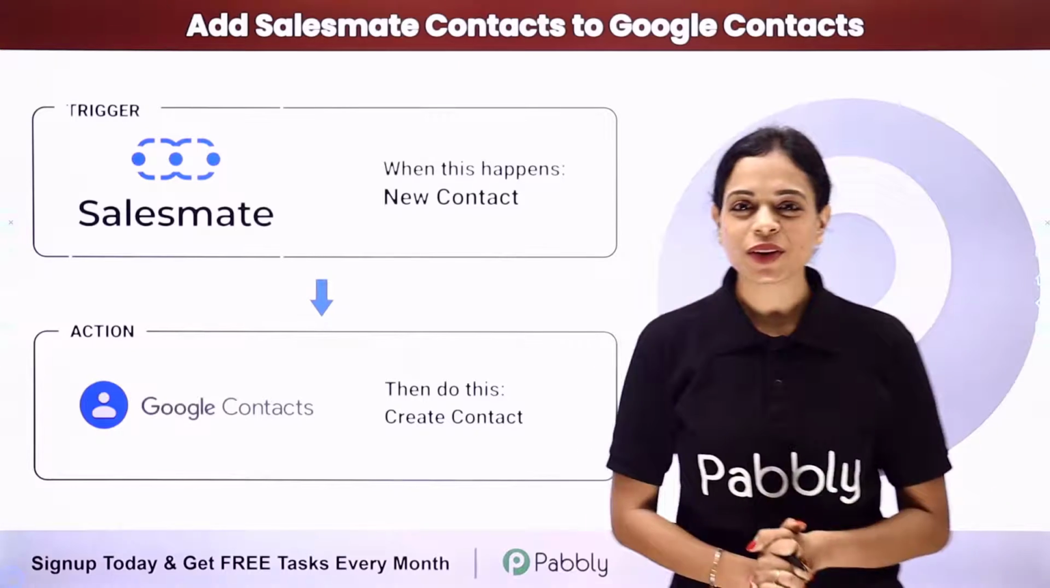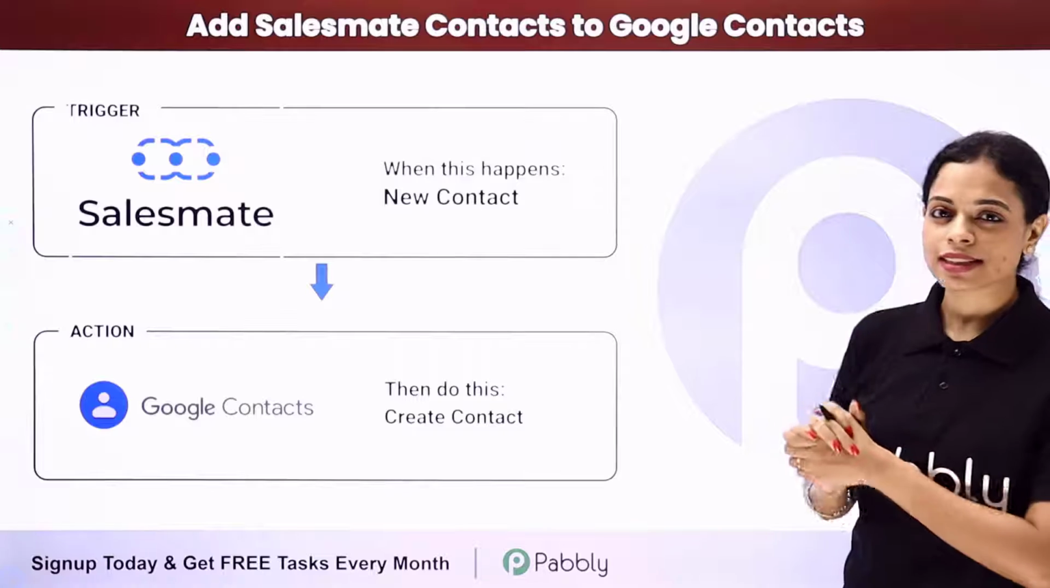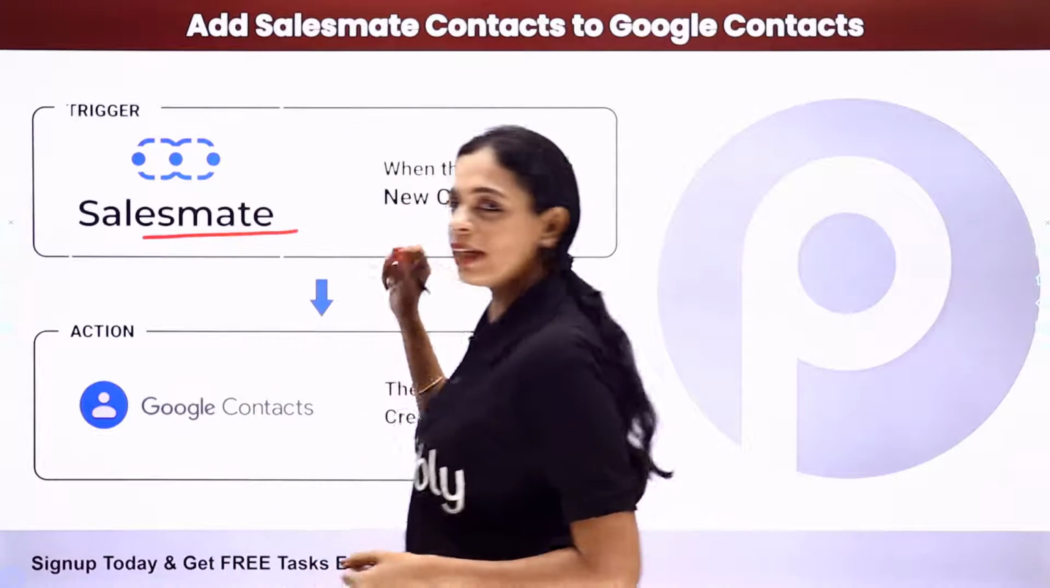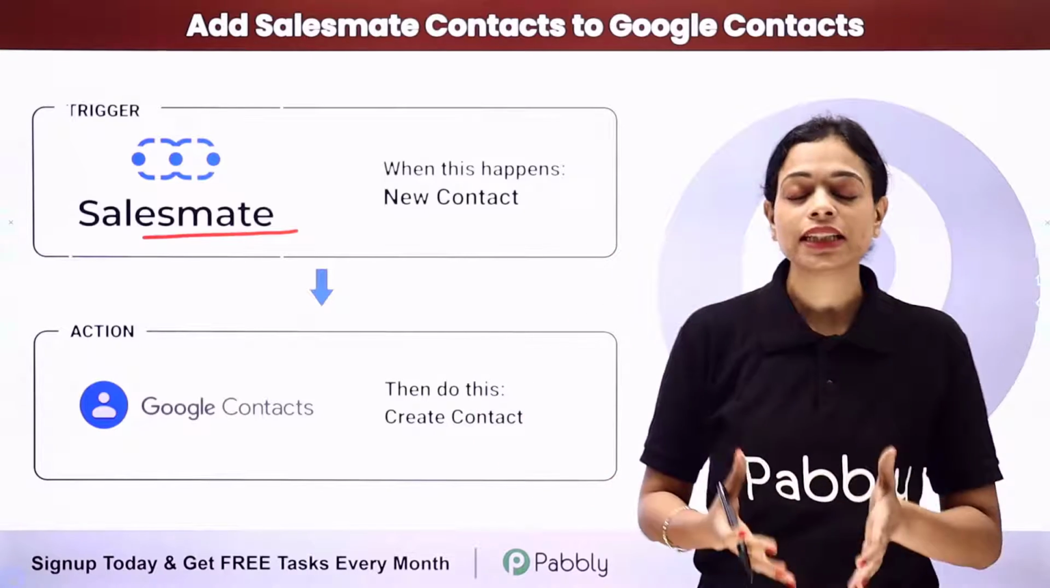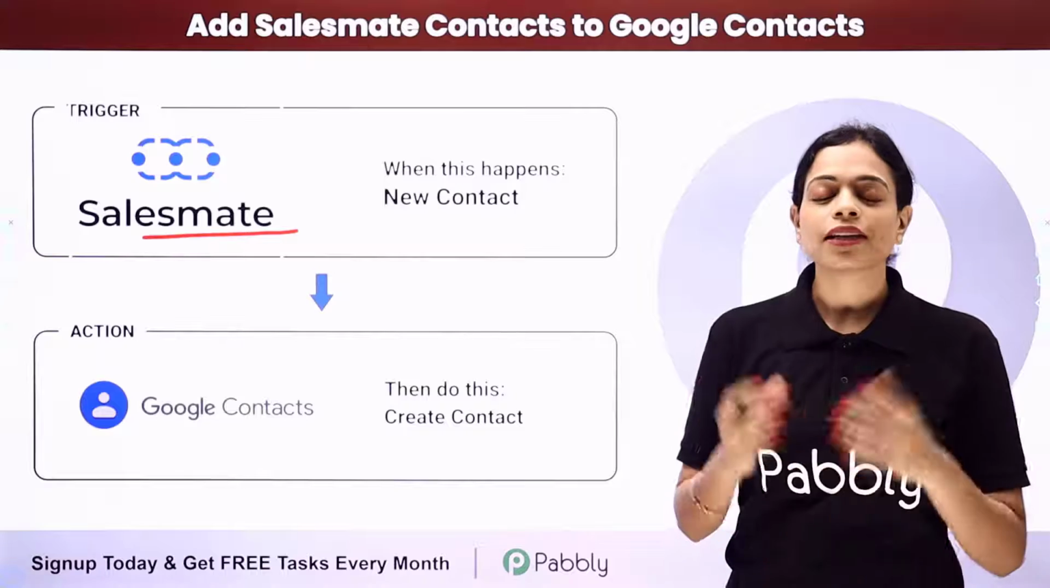In this video, we are going to see how to add Salesmate contacts to Google Contacts. So let's say that you are using Salesmate as a CRM, and here you want that every time a new contact is created, then the same contact should be updated on your Google Contacts. Now, how can you do that?